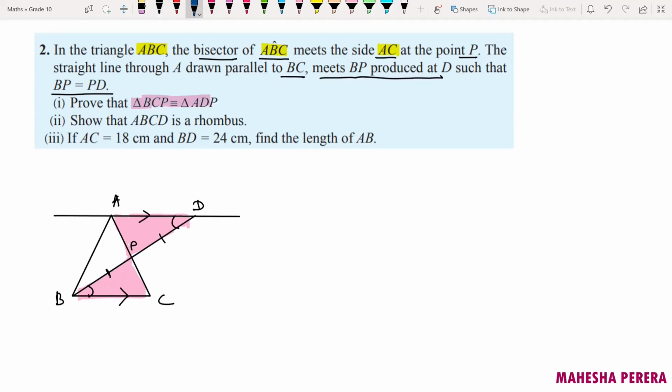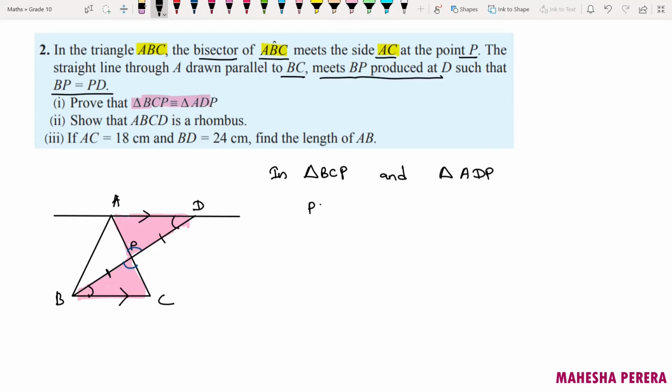And what about these two angles? These are also equal because these are vertically opposite angles. So obviously, these two triangles are congruent under the case of AAS, right? Two pairs of angles and one pair of sides. Right, so let's write triangle BCP in triangle BCP and triangle ADP. Let's write the pairs of angles first of all.